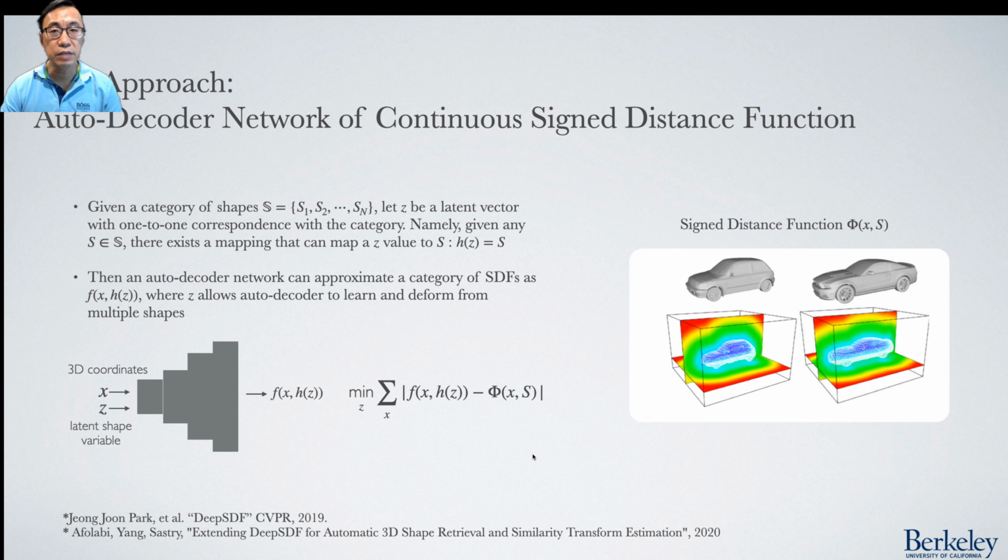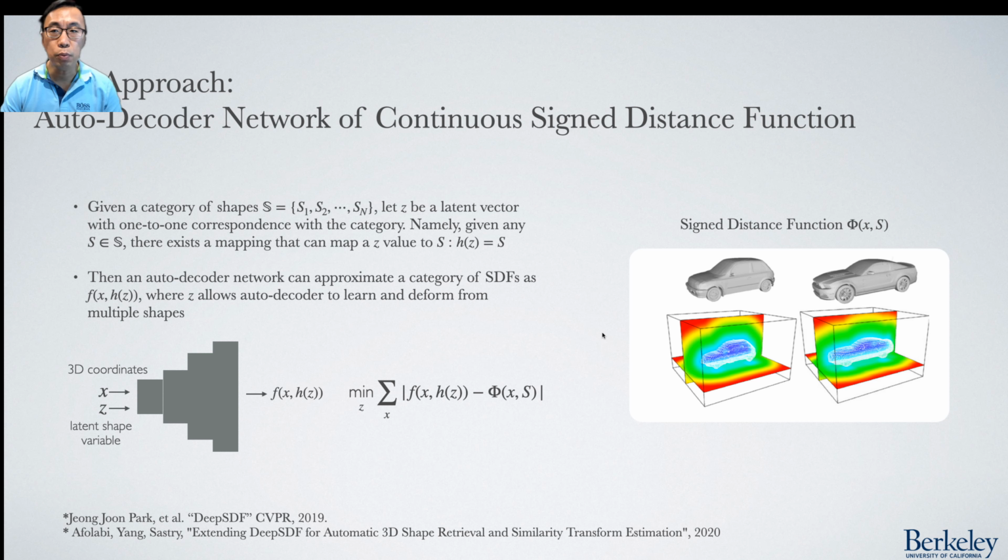Then in the paper published at CVPR 2019, Jeong Joon Park and co-authors propose a deep autodecoder network to approximate not just the point cloud, but the continuous signed distance function phi that is compatible with a category of shapes, such as chairs, tables, cars, etc. The use of this latent shape variable is very important, because if we do not simultaneously optimize this latent shape variable, then each autodecoder network will only correspond to a fixed shape of CAD model, and it loses the generality to be deformed to approximate a category of different shapes.